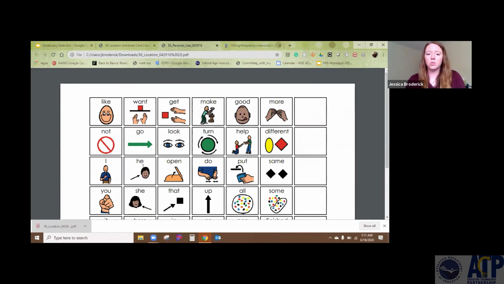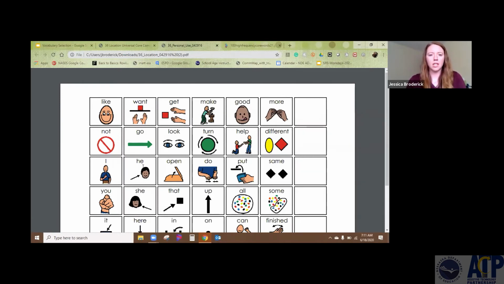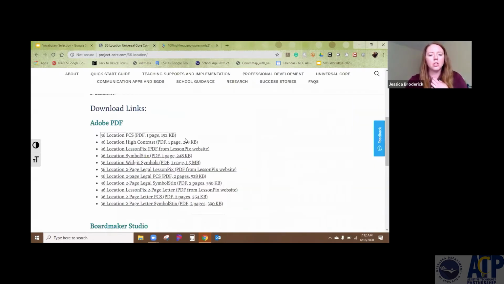If you have a student who's ready to get started with this, or you want to print a bunch of these for the teachers, for the paras, for the parents to have at home, you just have free access to any of those. There are a bunch of different symbols. The ones we just looked at were PCS symbols. There's ones made with lesson pick symbols, widget symbols. These are on legal size paper. And then they also have a high contrast version.